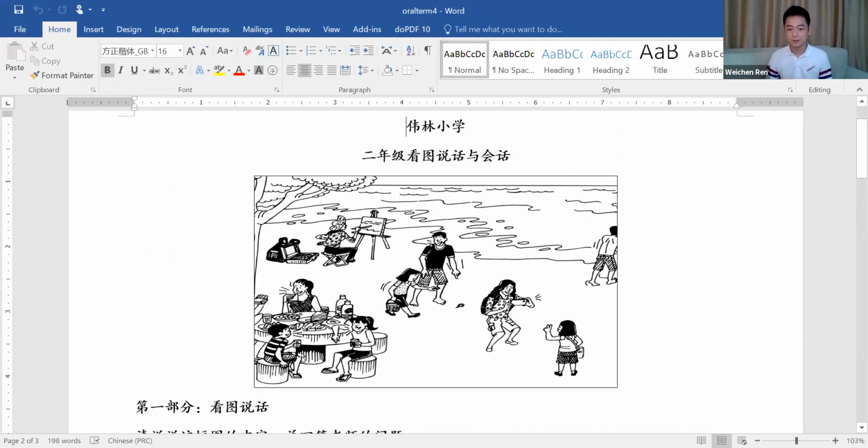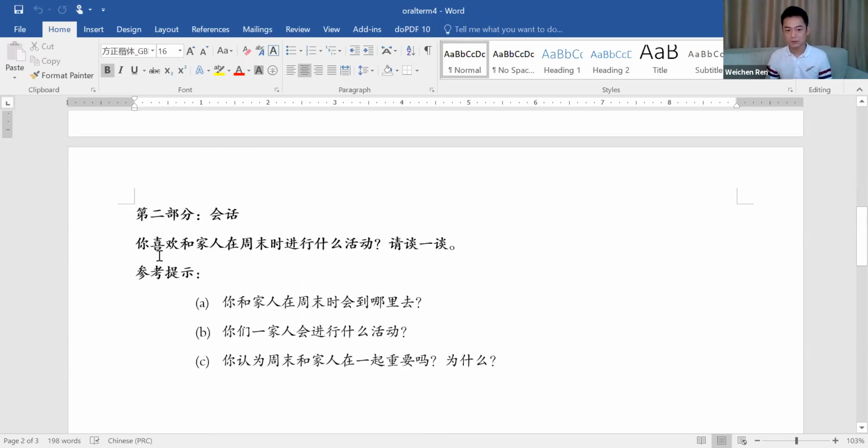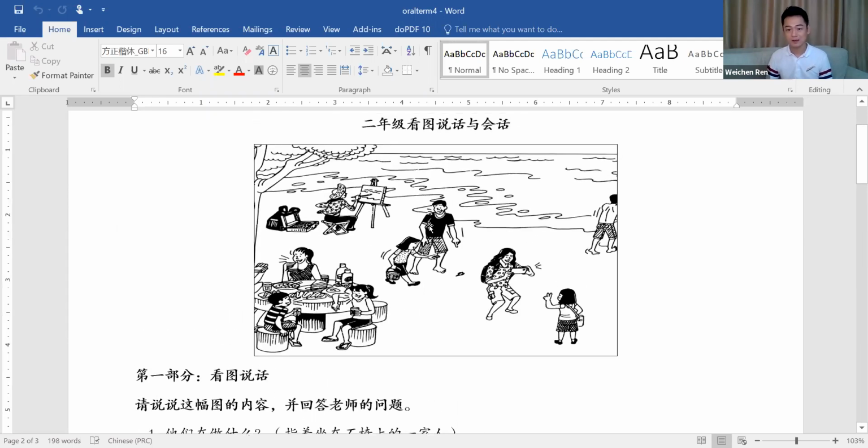For example, this picture is about people having a great time at the beach. So the conversation topic might be, what do you like to do with your family during the weekends? So maybe you can tell the teacher that during the weekends, I enjoy myself with my family, going to the beach and having a picnic.